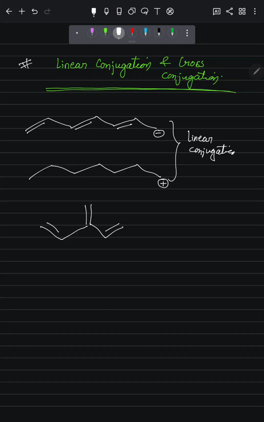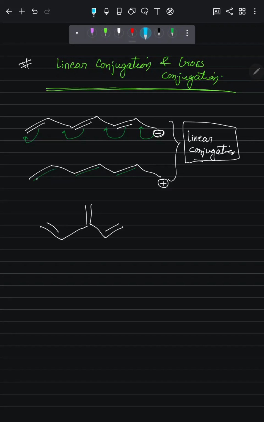So what is conjugation? Conjugation is the alternation of single and double bonds, as we have studied in previous classes. As you can see, this is a linear conjugation example. Here a negative anion is present, so electron density will come here, and this type of motion is seen here. So a resonating structure can be formed, and the same applies with this.